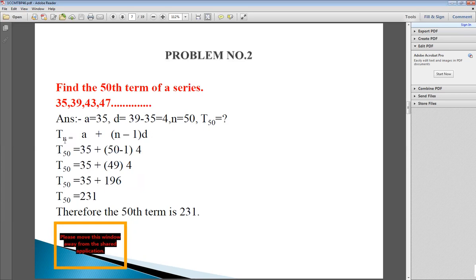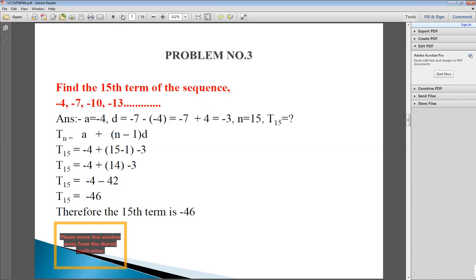We are going to substitute all these values in the nth term formula. So Tn equals a plus (n minus 1) into d. It is T50 equals 35 plus (50 minus 1) into 4. Therefore, T50 equals 35 plus 49 into 4. So T50 equals 35 plus 196. The 50th term value is 231. Therefore, the 50th term is 231.